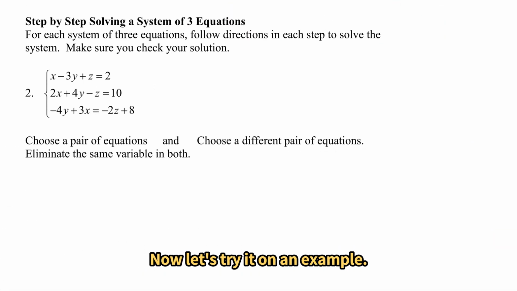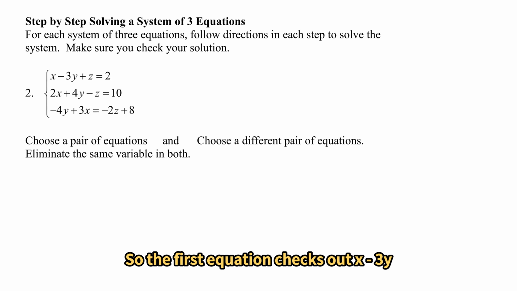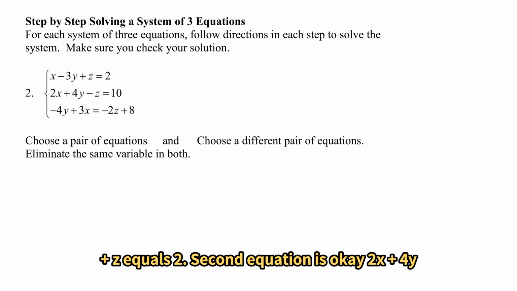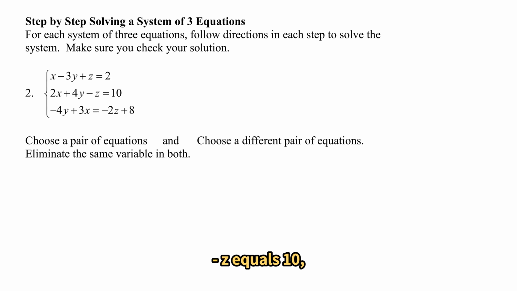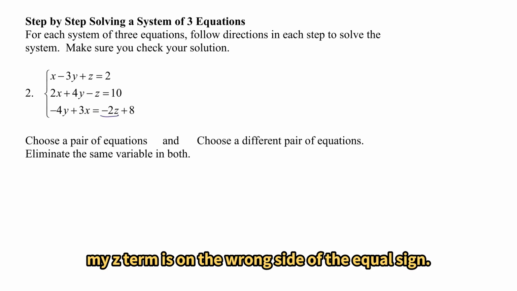Now let's try it on an example. So here we have our system. The first thing we're going to do is make sure that it's in standard form. So the first equation checks out, x minus 3y plus z equals 2. Second equation is okay, 2x plus 4y minus z equals 10. But the third equation, I've got -2z. My z term is on the wrong side of the equal sign.